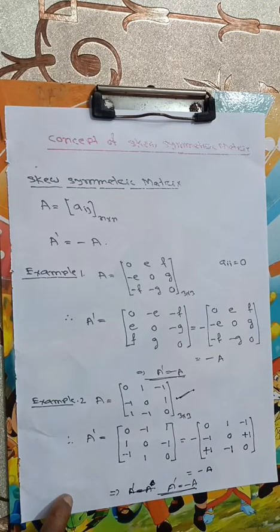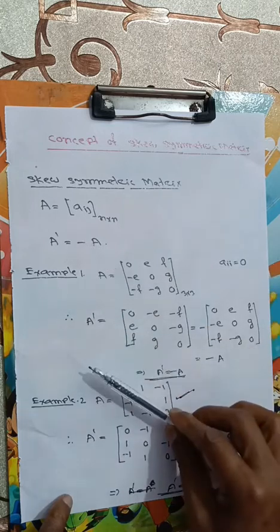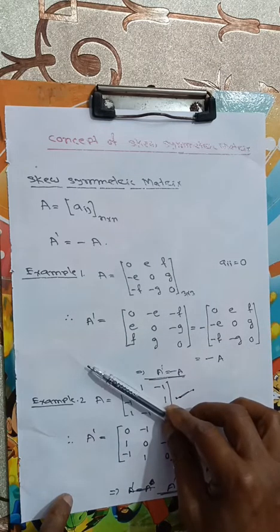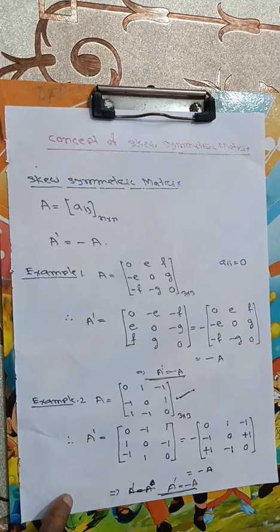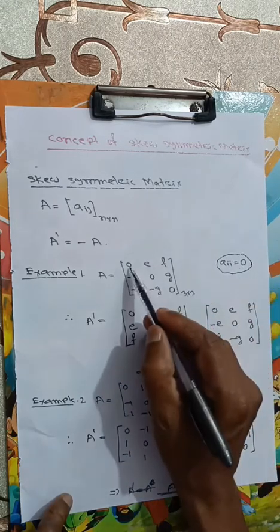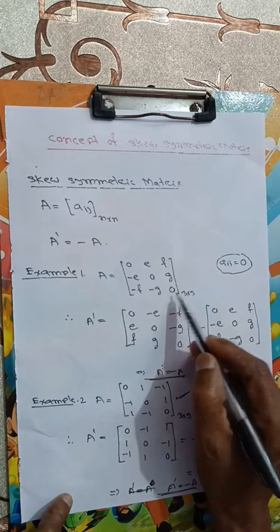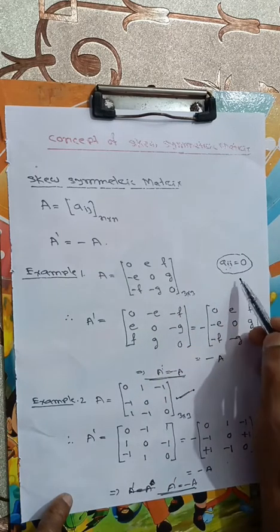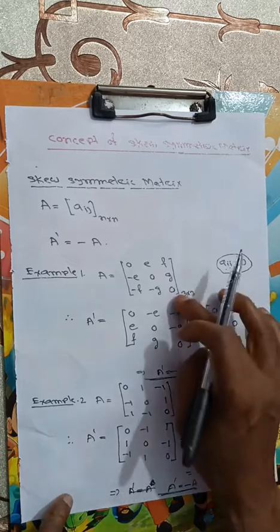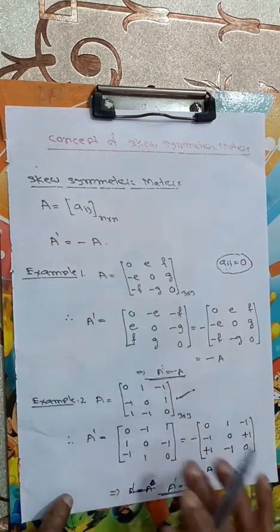But there is a very important thing in a skew symmetric matrix: the diagonal elements are always 0. Here also the diagonal elements are 0. So you can say in a skew symmetric matrix, the diagonal elements, that is Aii, this is known as A11, this is A22, this is A33, that means Aii is equal to 0 in a skew symmetric matrix. In this way, we can clear the concept of a skew symmetric matrix.